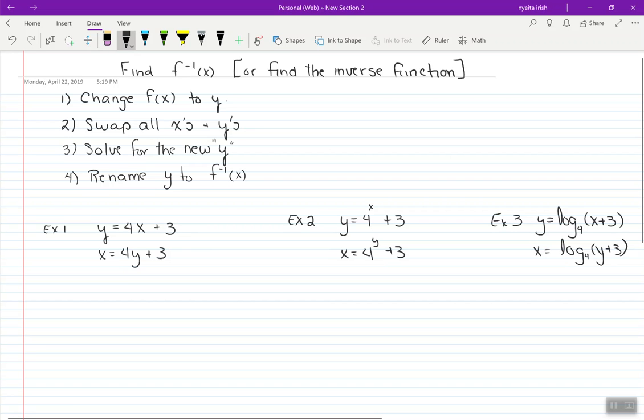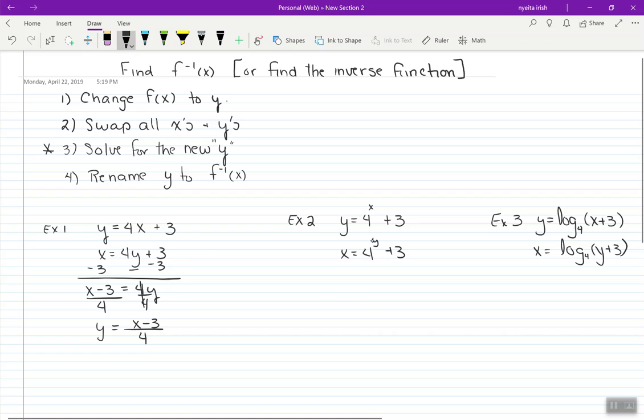The tricky part is once you've done the swap step, step 3, solve for the new y, you've got to go back through all the algebra that you've learned to figure out how to solve for y. So for this one, I want to get the y term by itself, so the plus 3 has to move. And then divide both sides by 4, because it was hooked by multiplication. So we unhook with division. And I get y equals x minus 3 divided by 4.